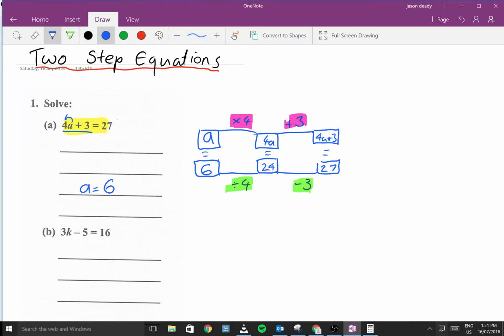Now just to check that, if I put 6 where the A was in the question, well, I can go 6 times 4 gives me 24, plus 3 equals 27. So the only number that works for the A would be 6. Okay? This is called backtracking. And it is a really useful way for solving equations.